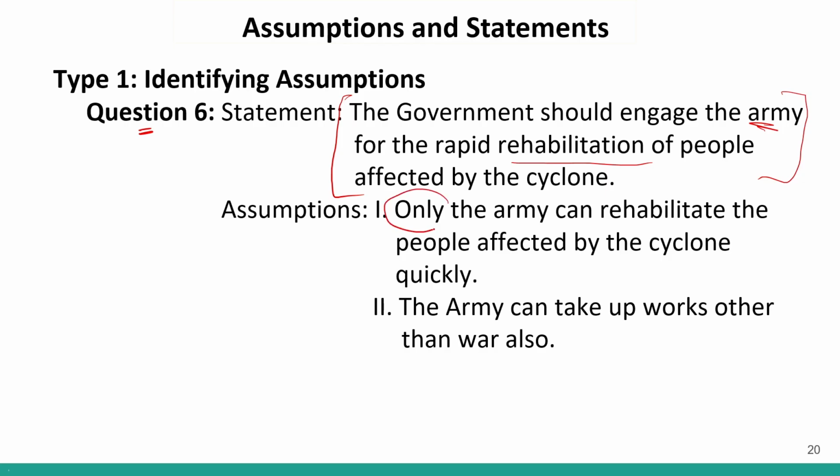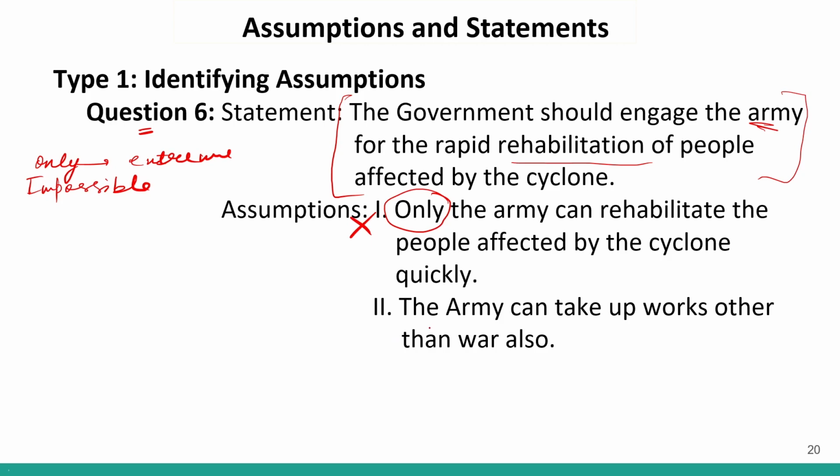So again, I told you that whenever we use words like only, correct? This is an extreme word. Similarly, impossible. This is also an extreme word. So we avoid extreme words because there can be other people who can rehabilitate people affected by the cyclone. Only army will be able to do it is an extreme statement. Therefore, this cannot be a correct assumption.